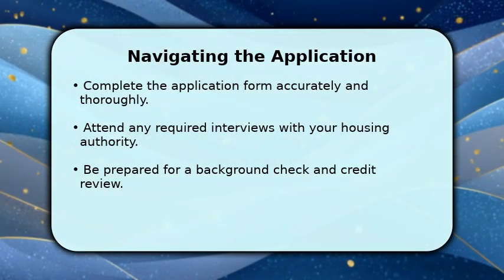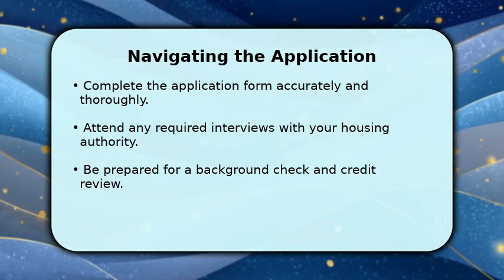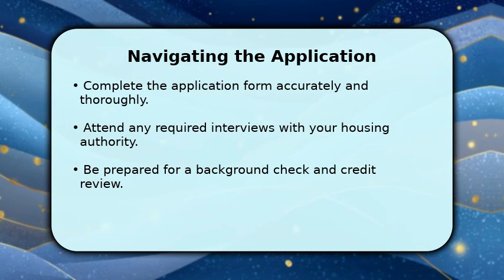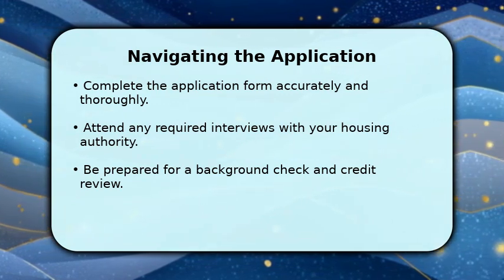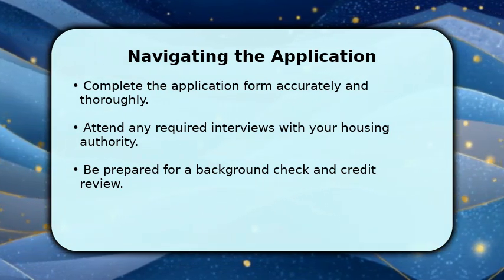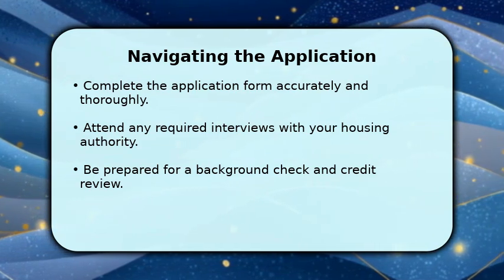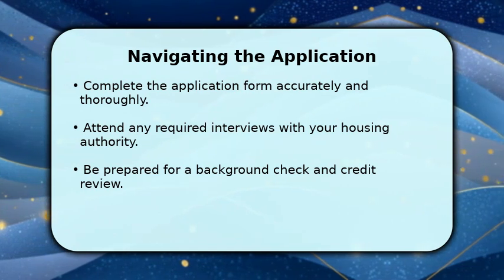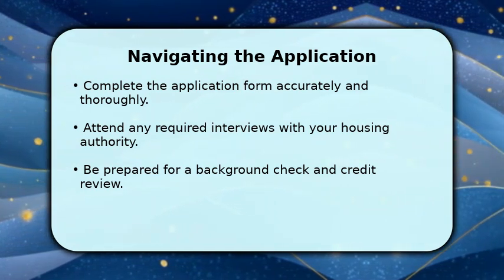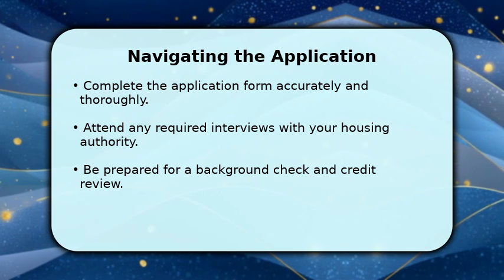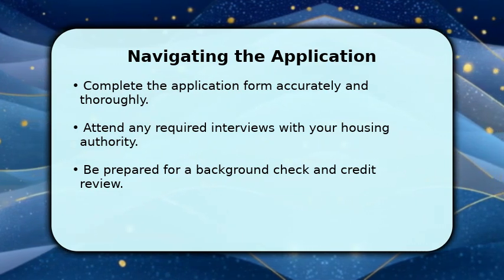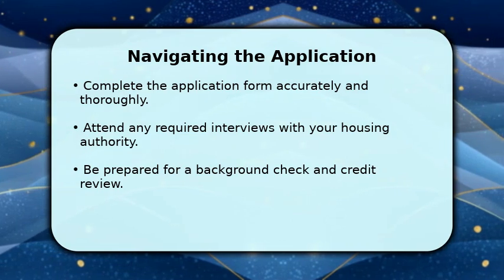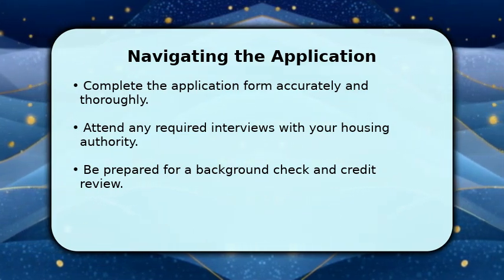Once you have your documents, carefully complete the application form provided by your PHA. Ensure all information is accurate to avoid delays. You might be required to attend an interview with a housing counselor to discuss your situation and verify details. During this stage, the PHA will typically conduct background checks, including criminal history and credit checks, for all adult household members. Honesty throughout this process is crucial for a successful application.